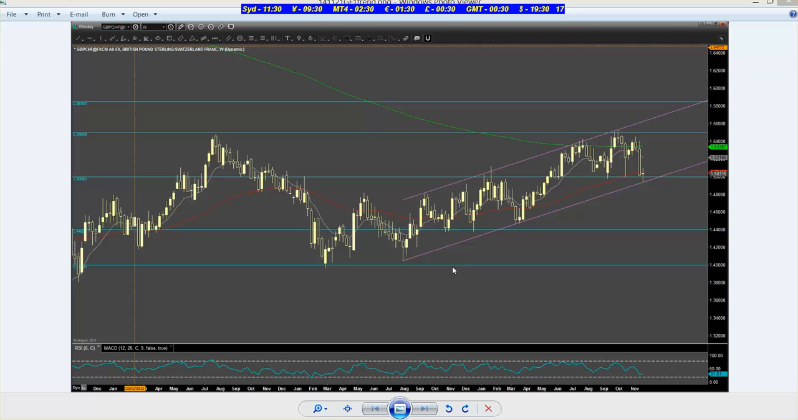I just went through sort of all the pairs. Yen seems to be topping out, but it'd be tricky to trade against it. So we'll have a quick discussion about that if you guys have got any questions.